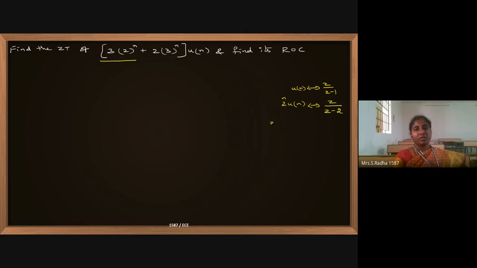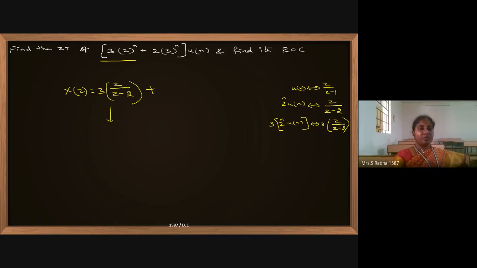3 is simply a constant. Other than that, 2 power n u of n is there. So that 3 is a constant, you will keep as it is into the original z transform, z by z minus 2. So the first term will have X of z equal to 3 into z by z minus 2 as the z transform. The second term I will come to again.